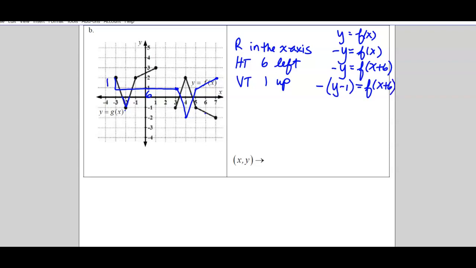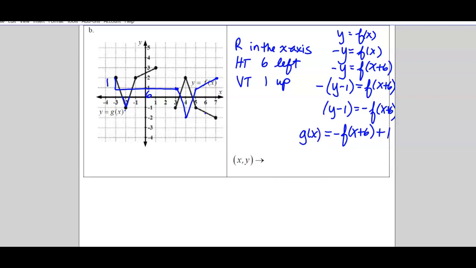Now, to get y by itself, we've got to undo this. So divide by -1 brings the negative over, and then add 1 to both sides. And now I'm going to call that g of x.